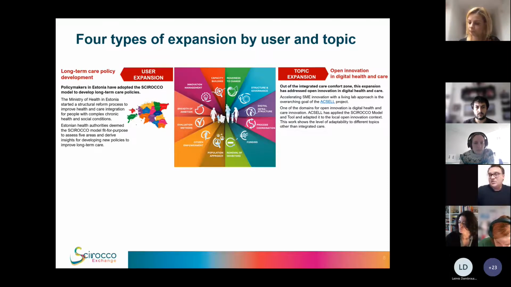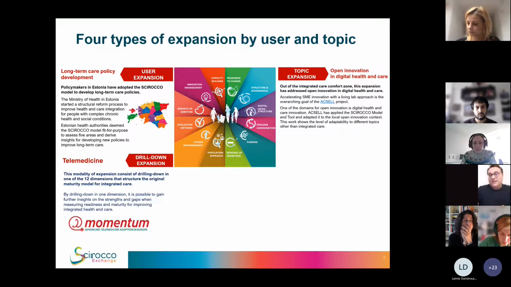We also have experience on user expansion. So we keep the topic on integrated care, but we involve new players. And this was the experience in Estonia, involving policymakers in the development of the long-term care policy. But we also have this drill down expansion. This is one example. We want to see the role of telemedicine in improving care, and this is a drill down work through the area of digital infrastructure, and we are adapting the tool with the experience of the Momentum project that assesses different areas of telemedicine implementation and scale up.